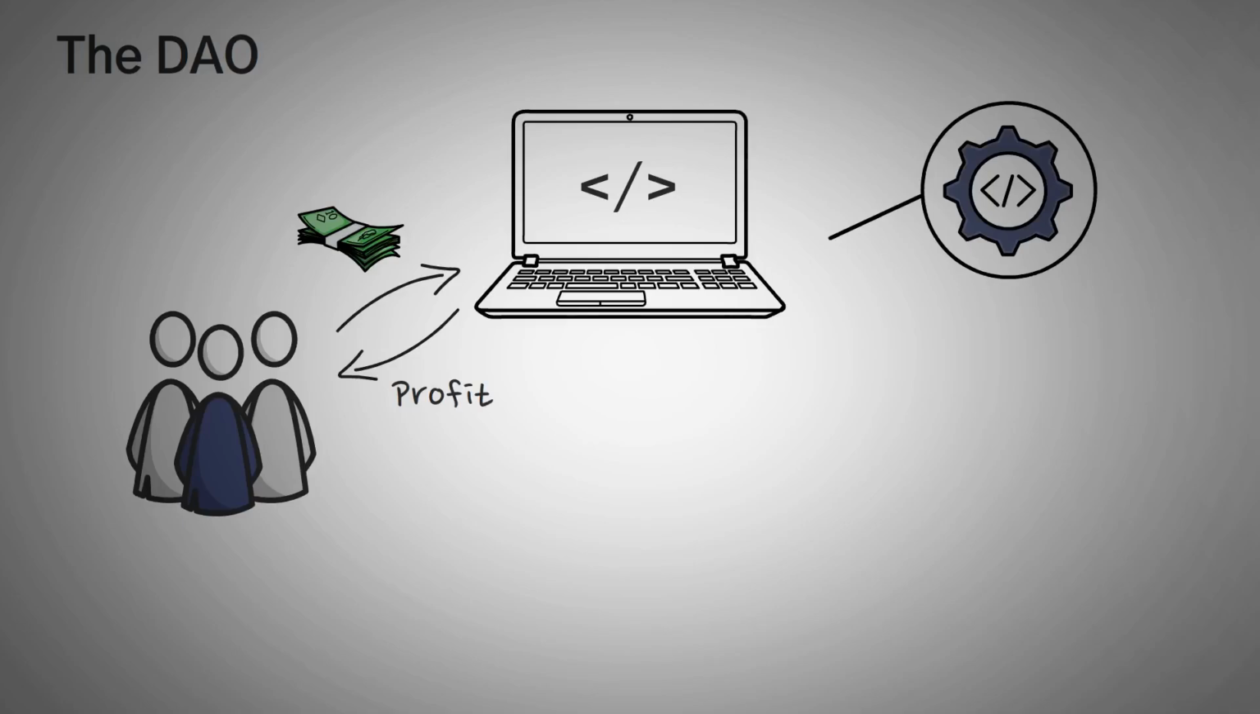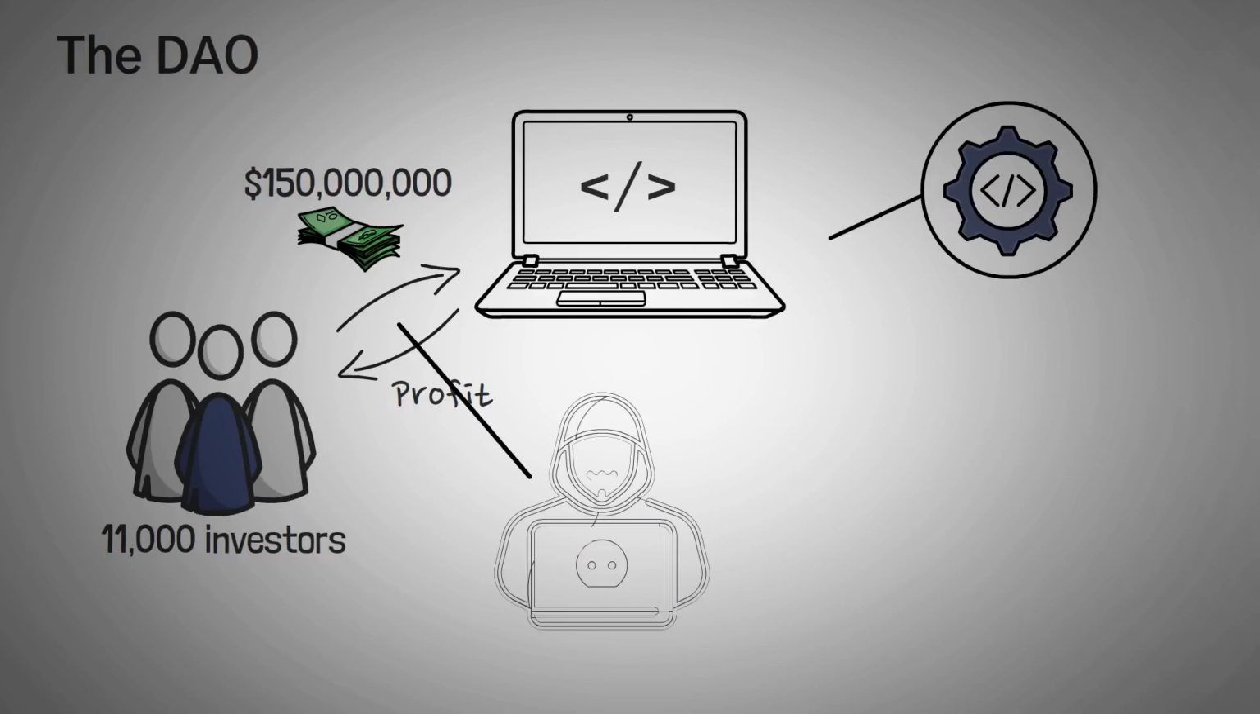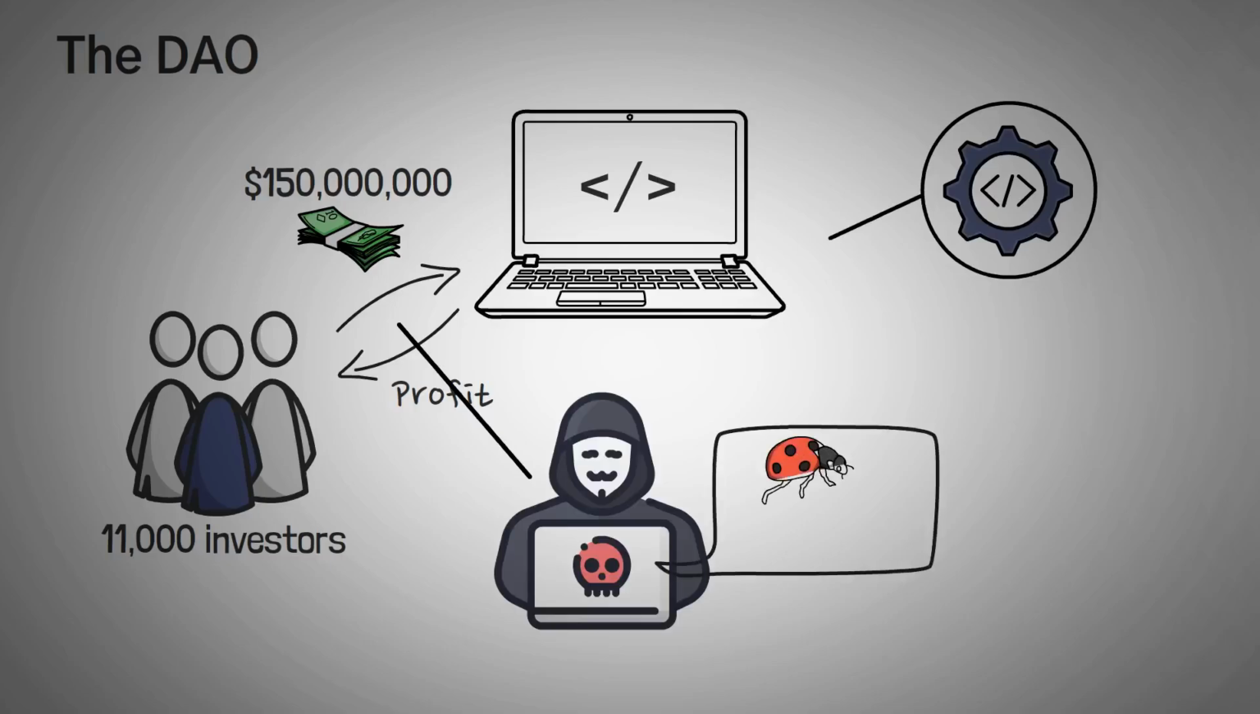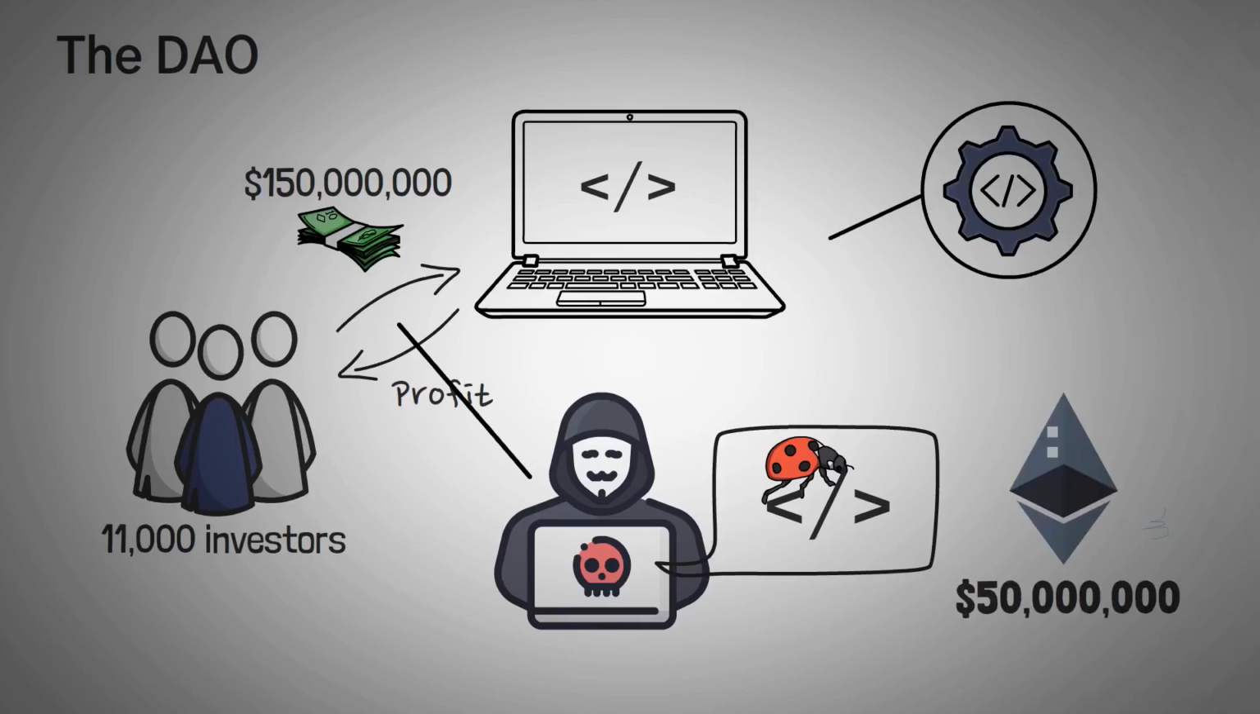Now, when I say a bunch of money, I mean like $150 million from around 11,000 investors. Now, on to the important part. The DAO got hacked. Someone found a bug in the code and literally just anonymously stole $50 million worth of Ethereum.